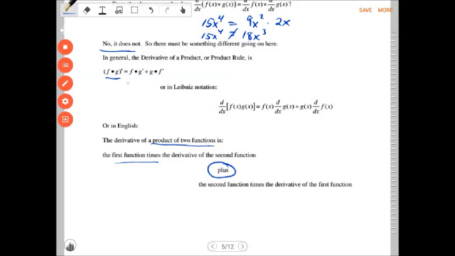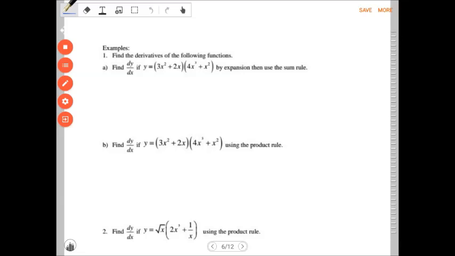So let's go back up here. So the first function times the derivative of the second plus the second function times the derivative of the first. Really order doesn't matter. You could go second times the derivative of the first plus first times derivative. It doesn't matter, but usually we say it like that: first times derivative of the second plus second times derivative of the first. Okay, so let's try a few examples to see how this is all going to play out.